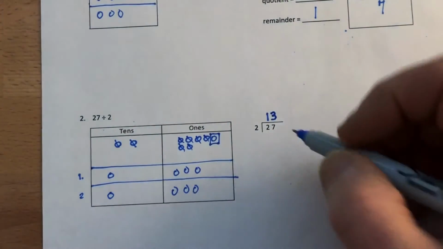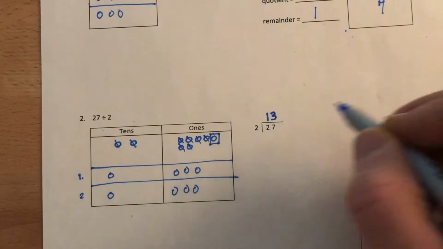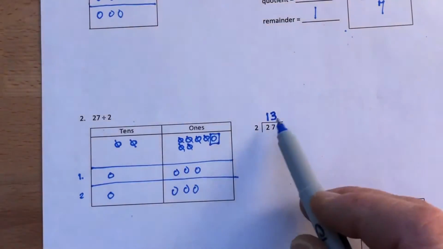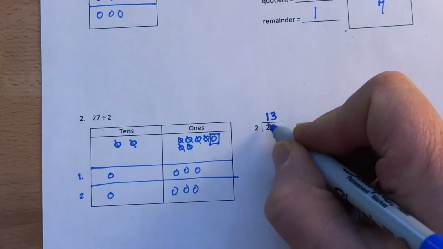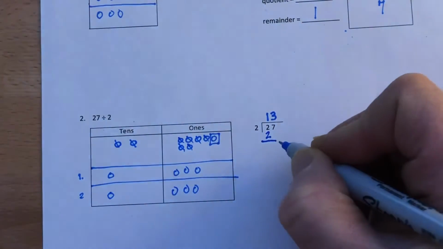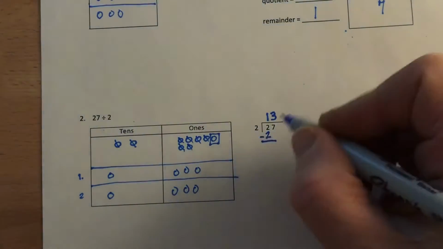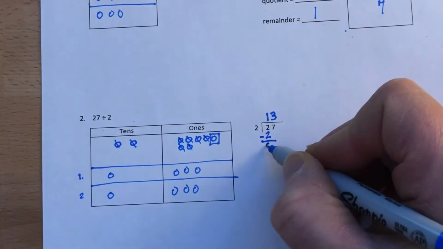So 2 fits into 27 13 times, because what is 2 times 13? What are 2 13s? Okay, so well, 1 times 2 is 2, right? I can do that and subtract it. So 1 times 2 is 2. 2 minus 2 is 0, right?